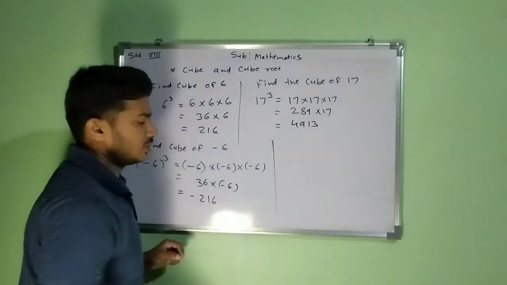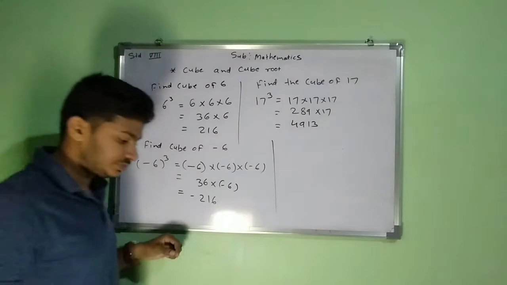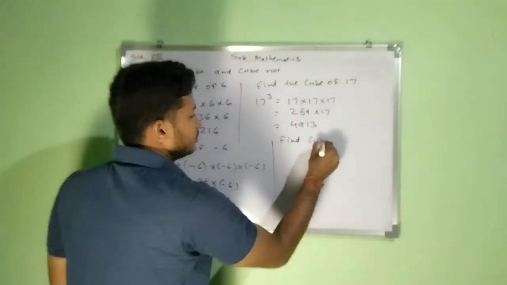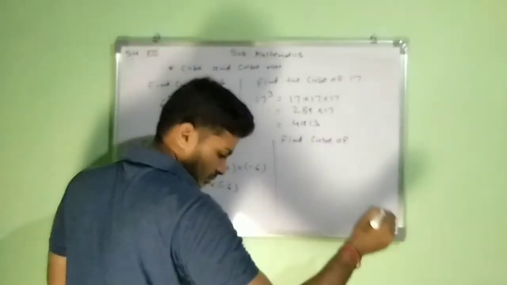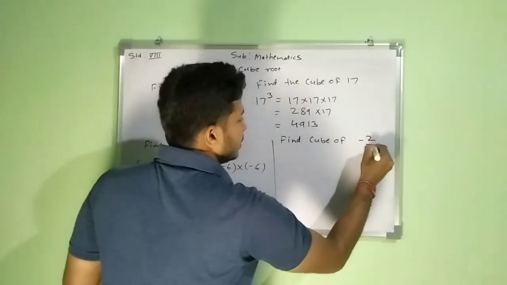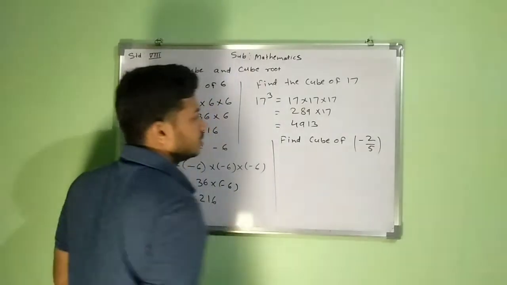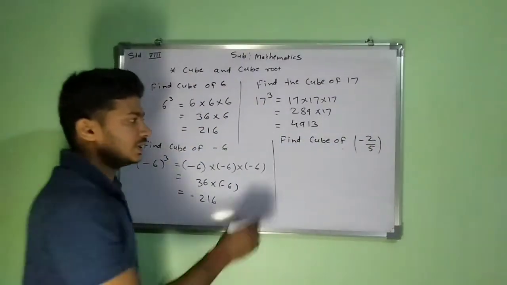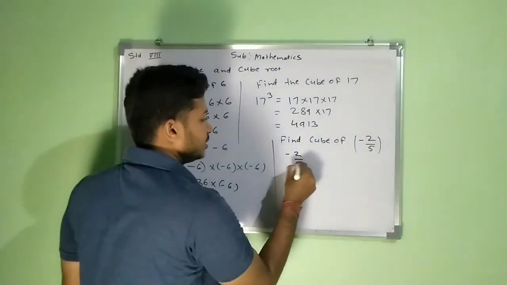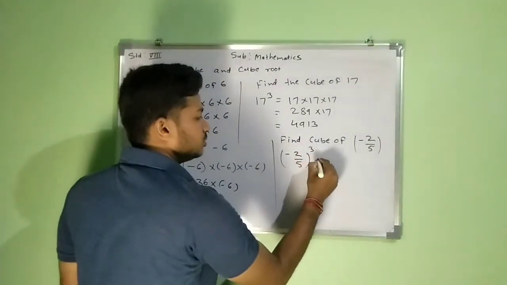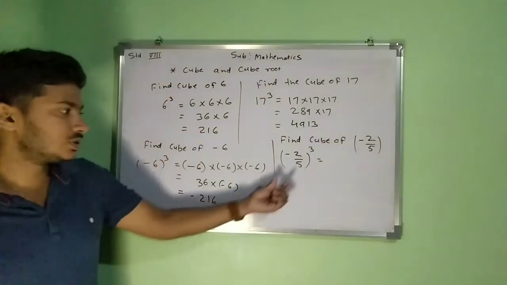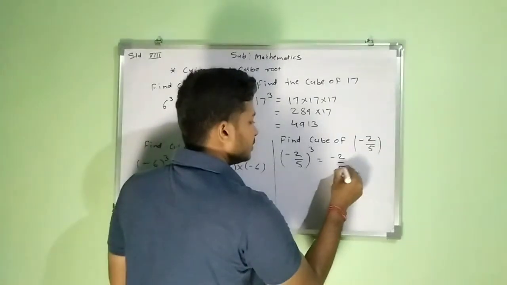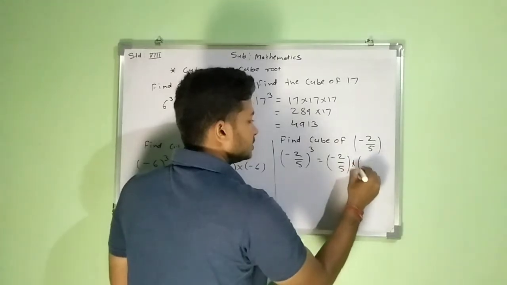Similarly, we can take a fraction also. Suppose the question is find the cube of minus 2 by 5. Now this is a fraction, and we have to find the cube of that number. So minus 2 by 5 cubed is equal to, here also we have to write it 3 times: minus 2 by 5 multiplied by minus 2 by 5 multiplied by minus 2 by 5.